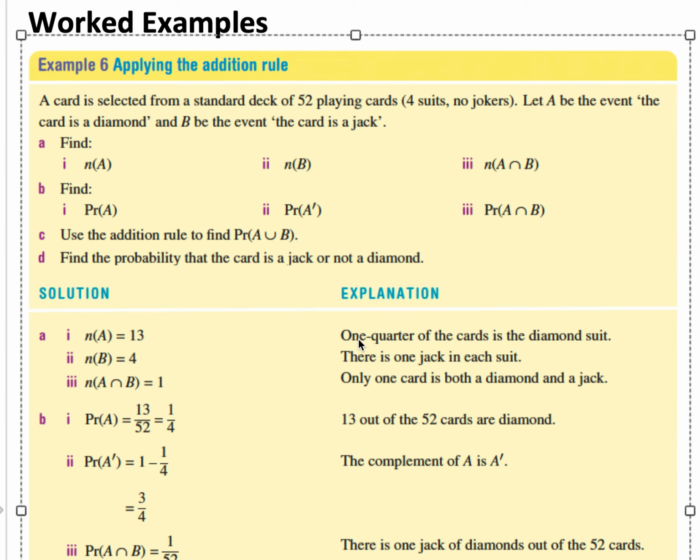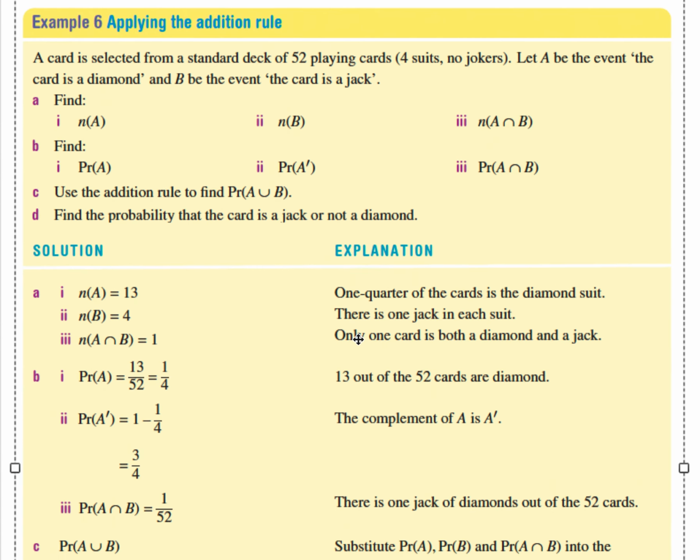So this example is really nice for us and it steps it out. It wants us to find the number of elements in A, the number of elements in B, and the number of elements in A and B. The reason for this is so when we substitute into the addition rule, we already have our numbers for this. We then need to find our probability of A, probability of not A, and the probability of A and B. We then use the addition rule to find A or B, and then we find the probability that the card is a jack or not a diamond.